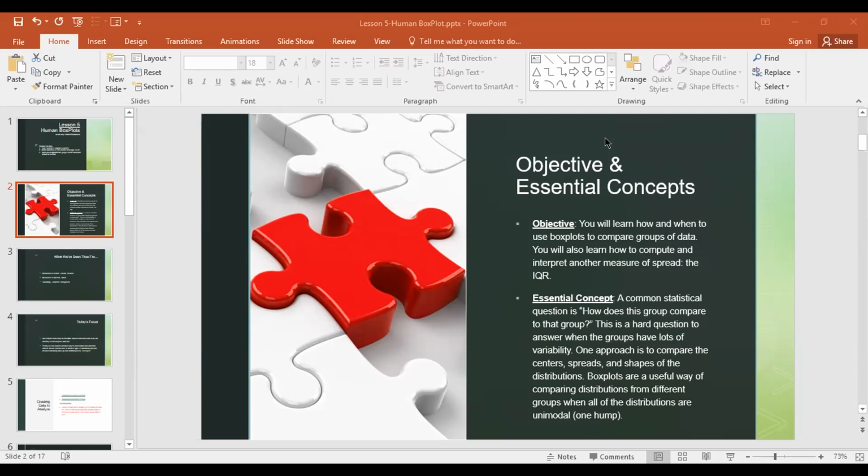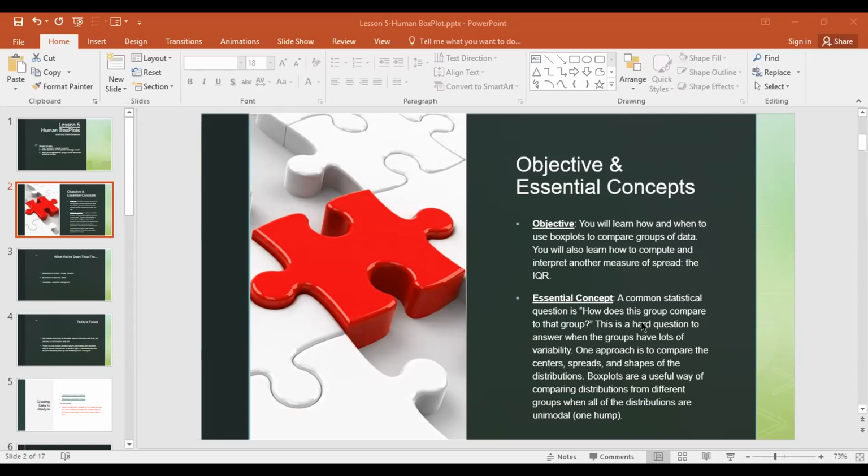Box plots are a useful way of comparing distributions from different groups when all of the distributions are unimodal, meaning one hump, okay? So you can be unimodal and symmetric, you can be unimodal and left skewed or right skewed, okay? Doesn't matter, right? Box plots are a great way of comparing different distributions and seeing how they're similar and how they're different.